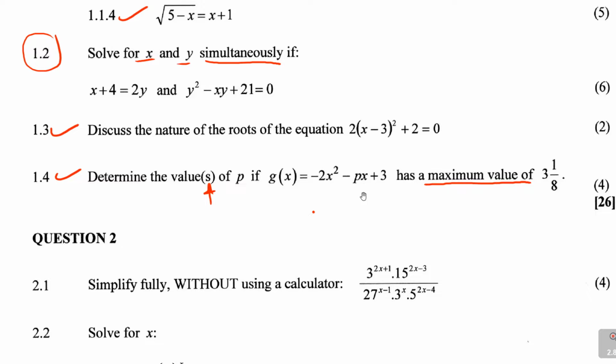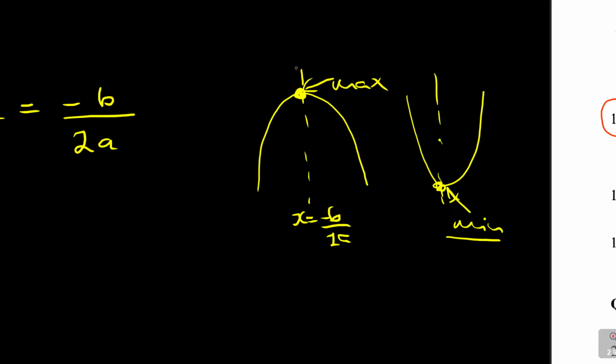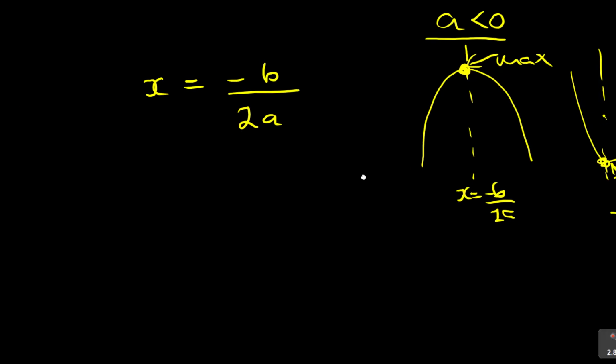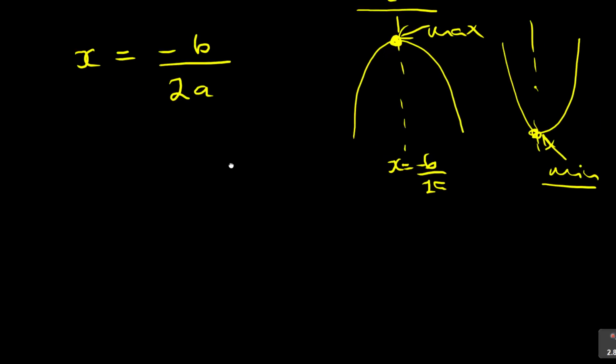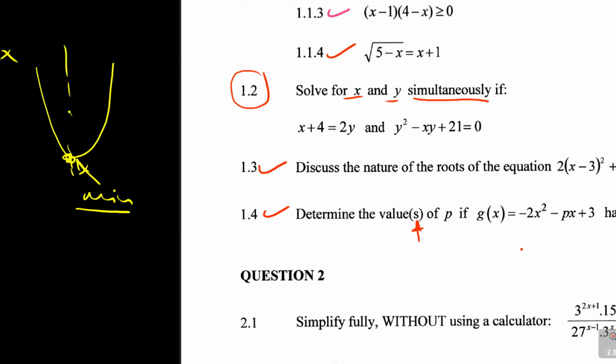So the question here says determine the value of p if this has a maximum value. It makes sense because we've got negative 2. Remember, this happens when a is less than 0, you get that maximum. But now you will have the x value, then you need the y value. Look at this now. They gave us -2x² - px + 3. So they call that g(x).